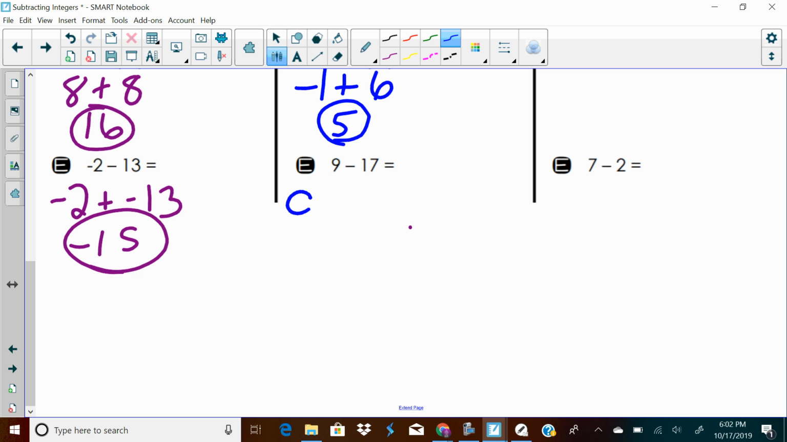E, I'm going to do 9 plus negative 17 by keep, change, change. So I have different signs so I subtract. 17 minus 9 is 8, and it's negative because 17 is bigger.